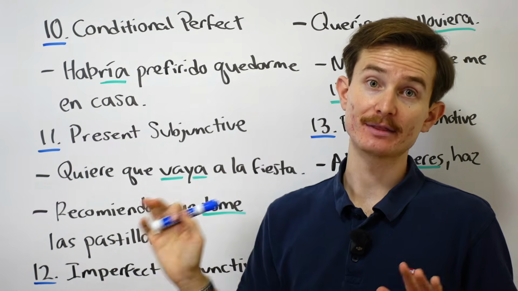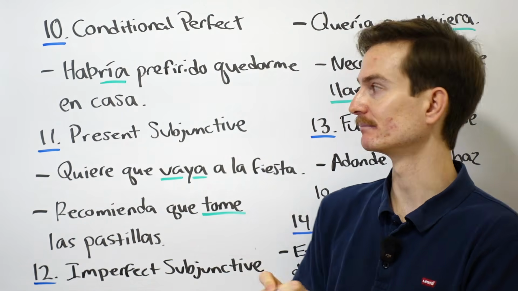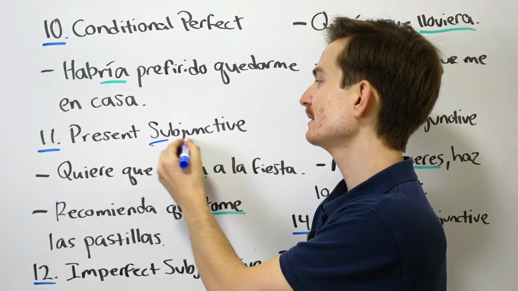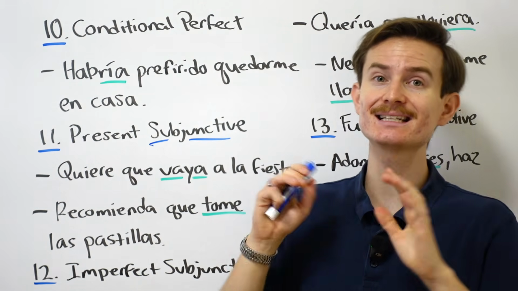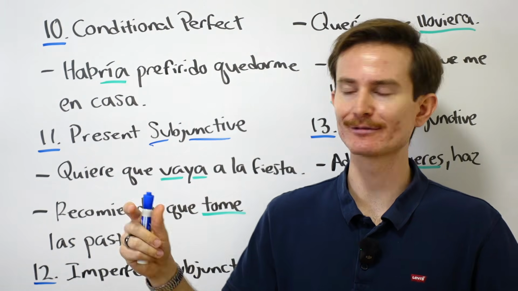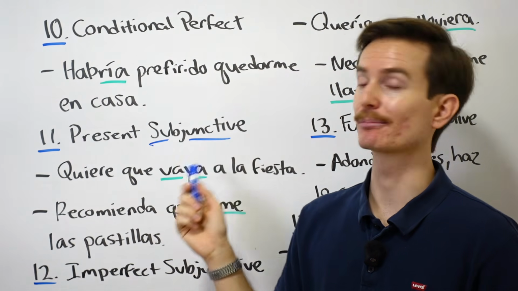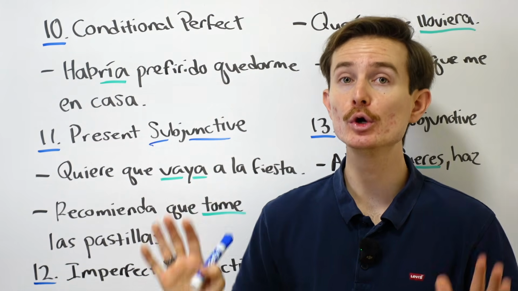Present subjunctive, okay, this is where it starts to get a little bit more tricky. Now, please understand, and I'm going to underline this, the subjunctive is not a tense. I repeat, the subjunctive is not a tense. So many people say, oh man, I really struggle with the subjunctive. And what they're typically talking about is this, the present subjunctive. However, the subjunctive is a mood, okay?